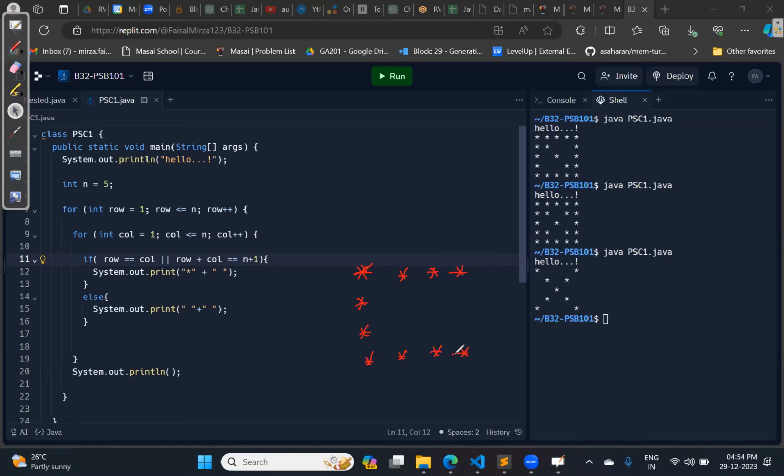Okay, so we'll take that one later on. Okay, sir. Thank you, sir. For now, we are just understanding how we can print different patterns. Okay, thank you.